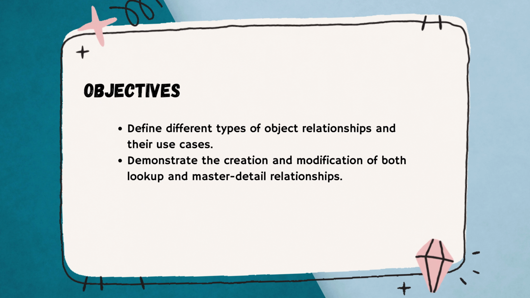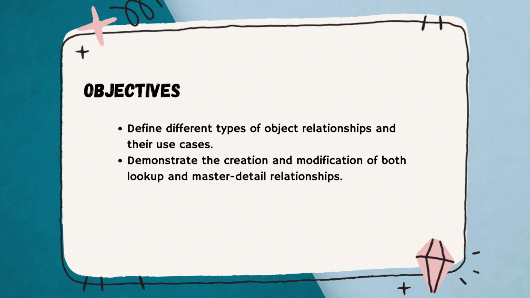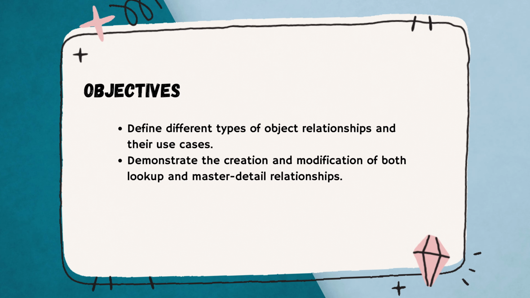Let's set the stage by highlighting our key learning objectives for this session. Define different types of object relationships and their use cases. Demonstrate the creation and modification of both lookup and master detail relationships.